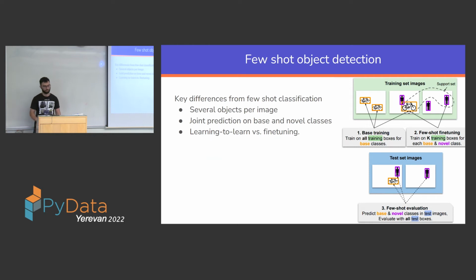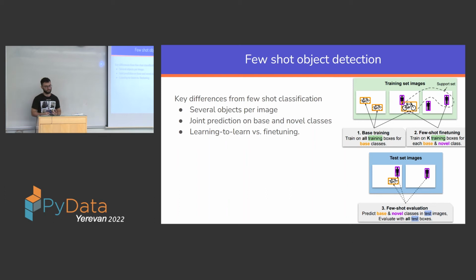Now we come to few-shot object detection, and firstly it is important to point out all of the differences between few-shot object detection and few-shot classification. Firstly, and the most important difference, is that we have several objects per image. In few-shot classification, for each image we have only one object, and we want to classify that specific image as having a class from the support set. In this case, we can have multiple objects in a single image.